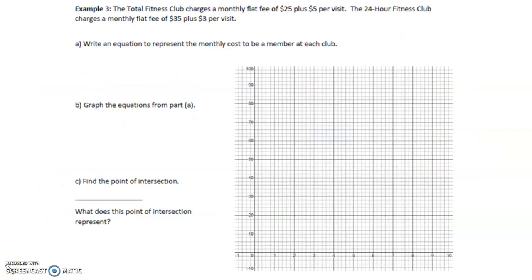Okay, example 3, a little bit different because it's a word problem. So Total Fitness Club charges a monthly flat fee of $25. Okay, so that's going to be our y-intercept, plus $5 a visit. That's going to be our slope. So Total Fitness Club cost equals $5 per visit plus $25 flat fee.